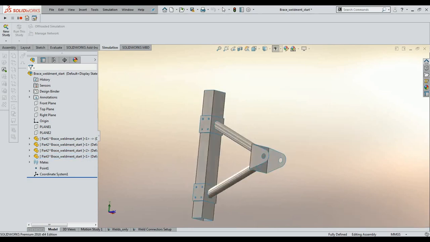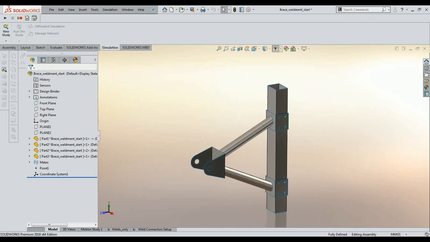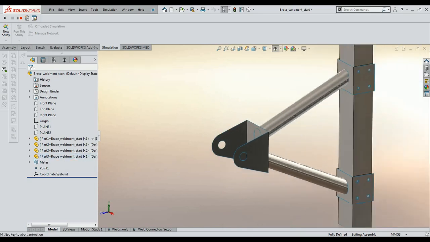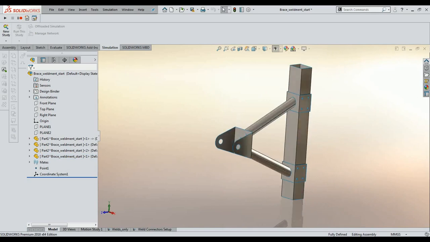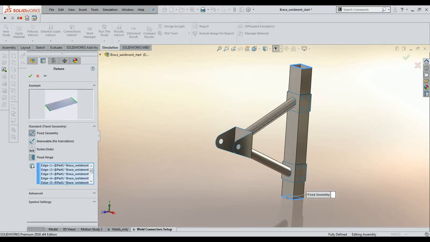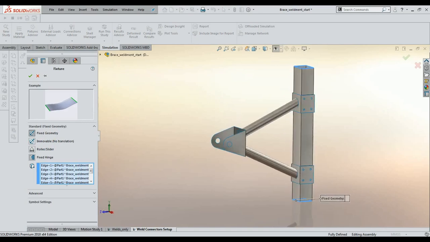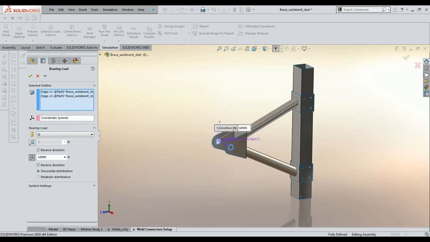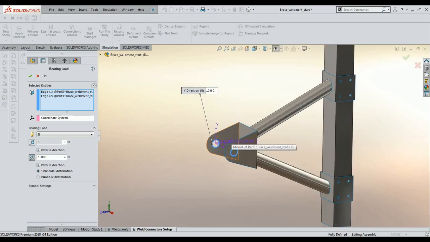Actually this is a bracket, and these two edges are the load acting area. I am going to provide the load on the two edges. In this scenario I have fixed the two edges of this bracket, and I induced a bearing load of 10,000 Newton in the y direction on the two edges of this bracket. This is the area where my load acts.